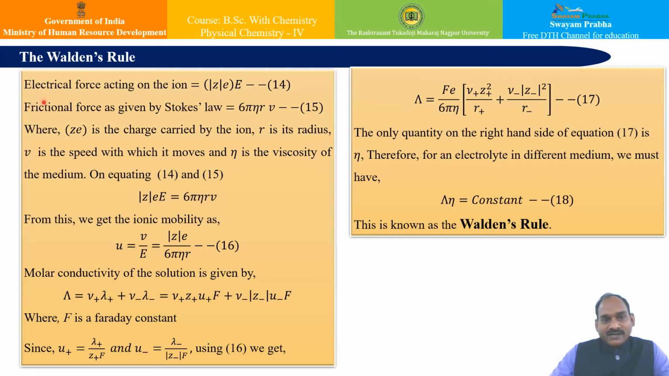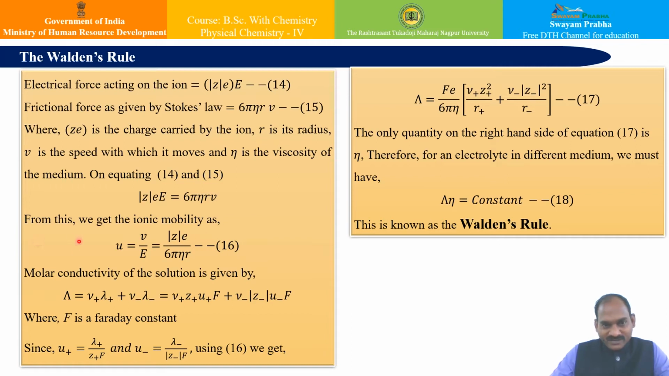So your electrical force acting on the ion will be given by mod of charge, Z into E, and the frictional force as given by the Stokes law will be 6 pi eta R into V. Where Ze is the charge carried by the ion, R is the radius, V is the speed with which it moves, and eta is the viscosity of the medium. Now when I equate equation 14 and 15, because electrical force acting on the ion is exactly equal to the frictional force which is given by Stokes law, if I equate both of them I get this.